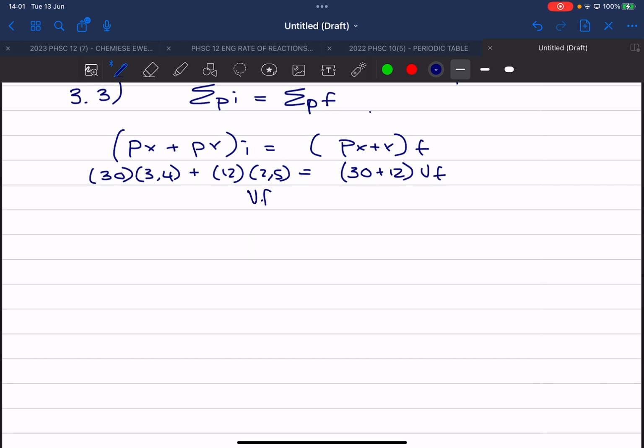Then we have our final velocity wat ons moet gaan uitwerk. Maak seker jy kan nou 'n sommetjie doen, intik op jou sakrekenaar.